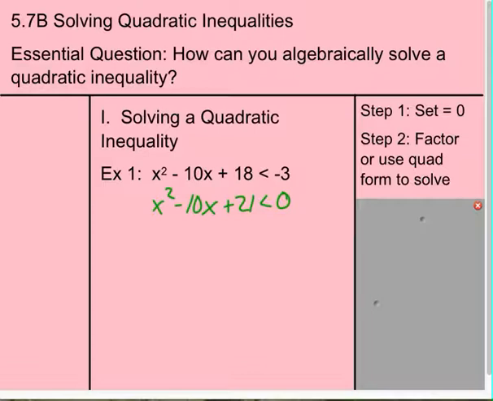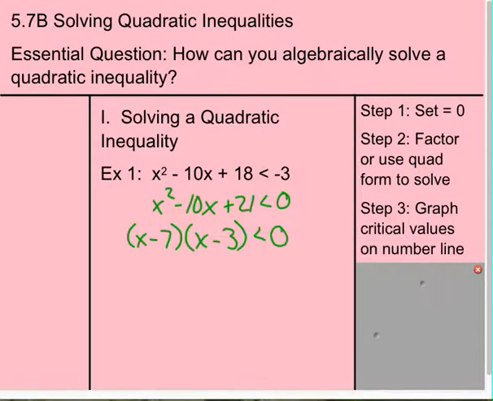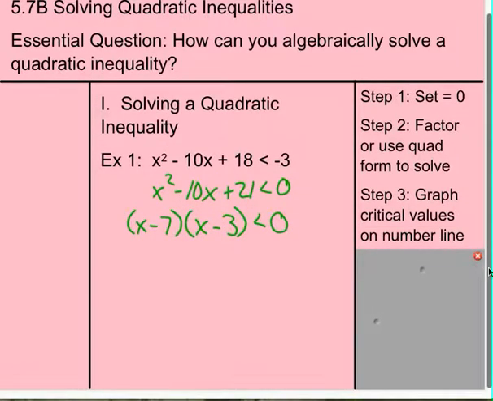So T-chart method, what multiplies to 21 and adds to -10, and that will be -7 and -3. So this is the shortcut where we can just throw them into our binomials. And then we're multiplying to 0. So we can go ahead and use our zero product property to solve for x.